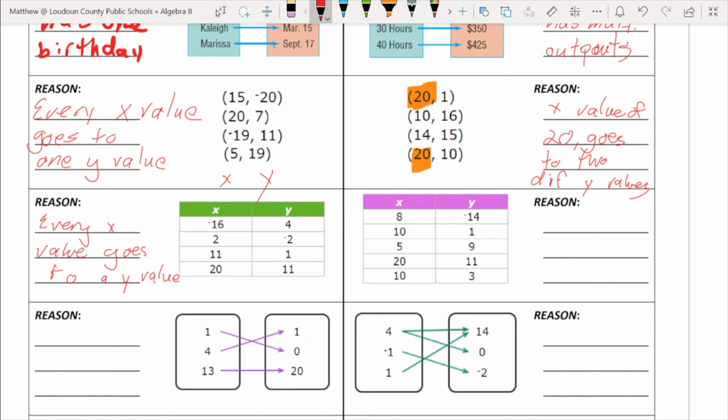Now this one, okay, so we got an input 8 goes to negative 14. 10, 1, 5, 9, 20, 11, 10, 3. Well, our problem is these two right here. Remember, same input, different output. That's not good. So X value of 10 goes to two different outputs of 1 and 3.